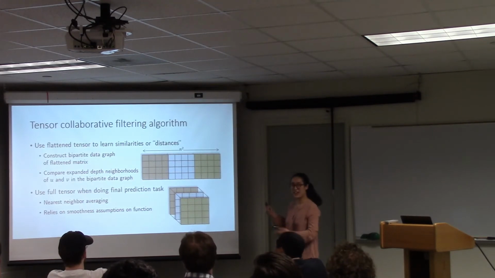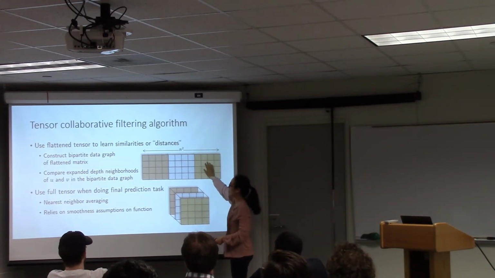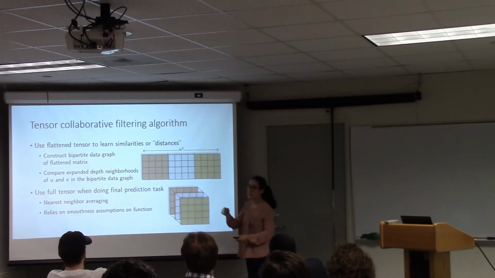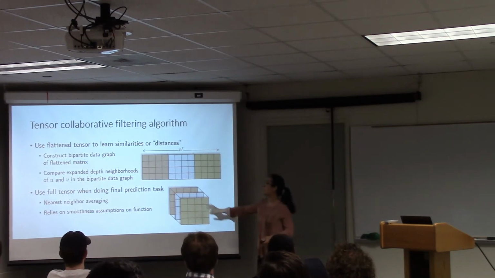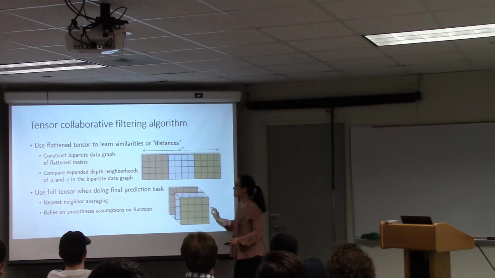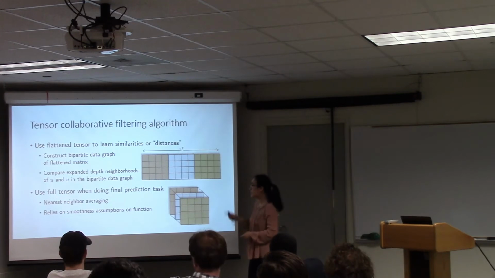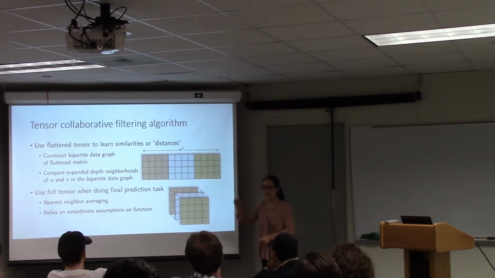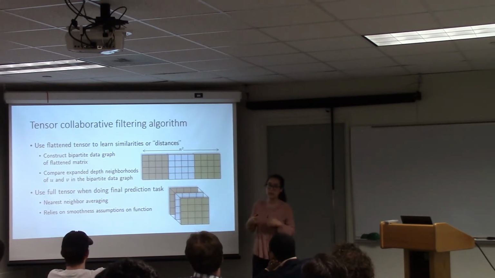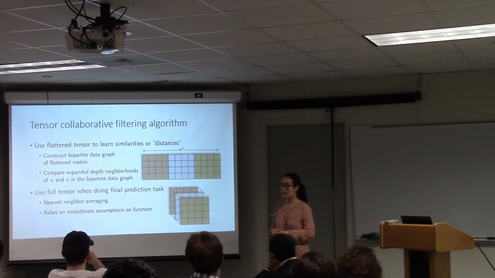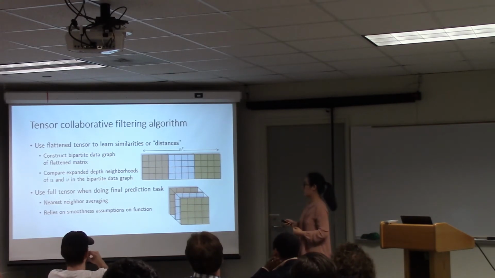So the modification is actually very simple. We're still going to flatten the tensor and use this flattened matrix to learn these similarities or distances between coordinates. But when we do the actual final prediction task, we're going to do this nearest neighbor averaging in the full tensor shape. And it turns out that this slight modification is enough that, when we analyze the sample complexity of this algorithm, we can achieve results that are the same as using spectral methods or even convex optimization. So the concept is very simple.